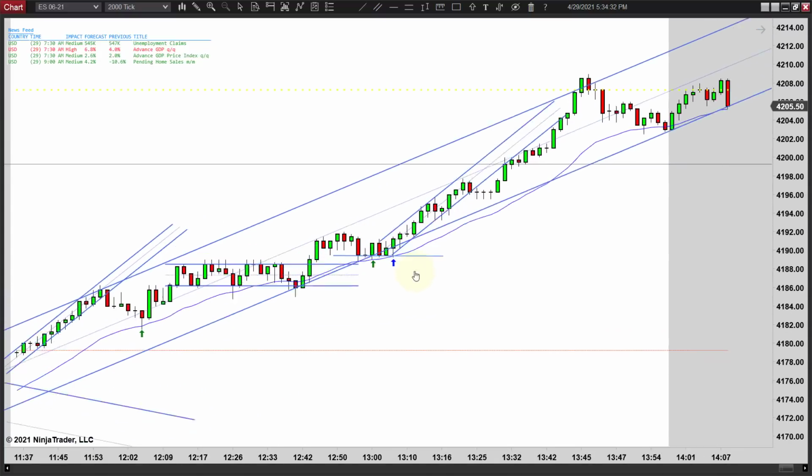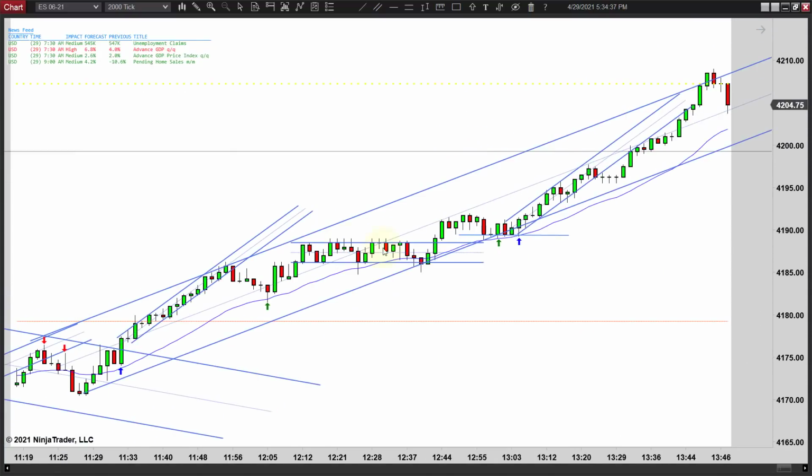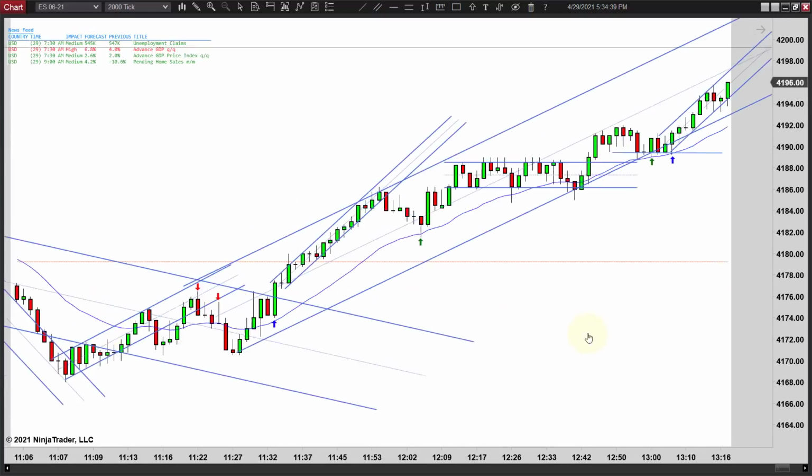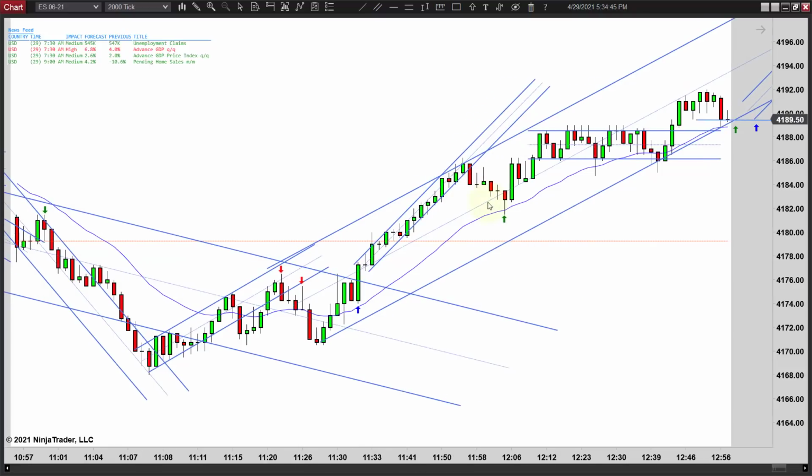I mean, there's nothing to scare you out of this till maybe right here, because these are very shallow corrections. This is an easy one to hold on to a runner, because you've got all this locked in. So if you can ride out that one correction right there, you can probably ride this all the way up. So that was the last really good trade.